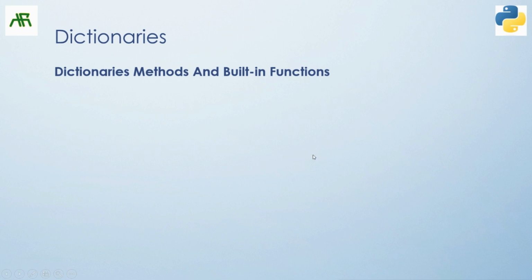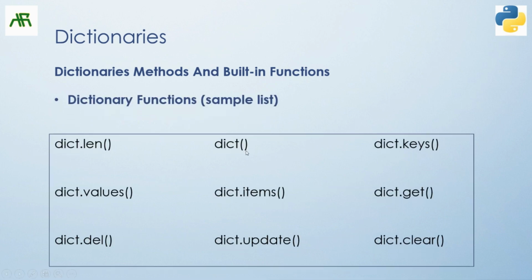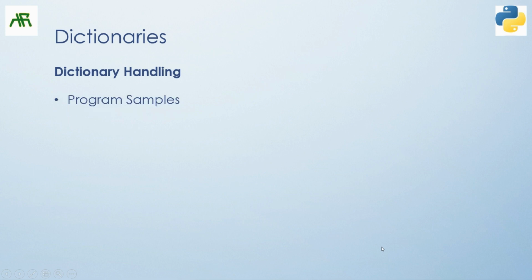Dictionaries, methods, and built-in functions. We'll see some of the built-in functions that are defined for dictionaries. Here's a sample list. Length, dictionary as a function itself, keys, values. These two fetch keys alone and values alone individually. And items returns key value pairs, get, delete, update, and clear. These are some of the dictionary functions. Dictionary handling. Let's see some sample programs for handling dictionaries.